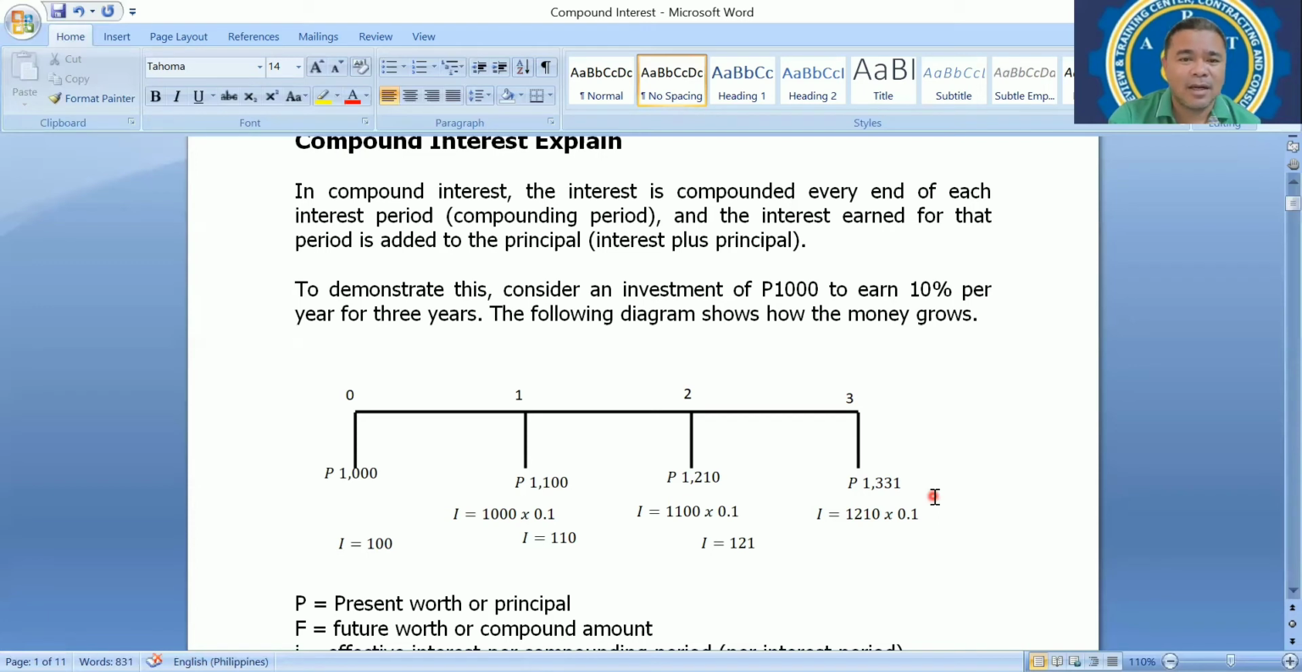So after 3 years, the interest on your 1,000 becomes 331. That is the compound interest. Compared to simple interest, it's only 1,000 times 10% for 3 years. So the interest of simple interest is lower compared to the compounded interest.